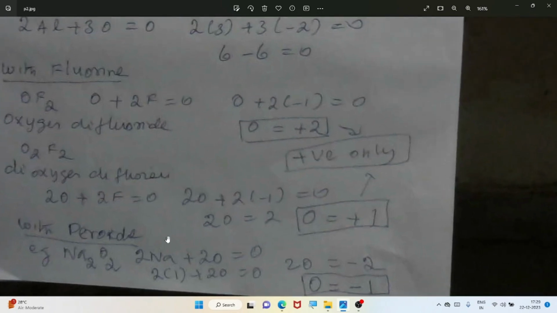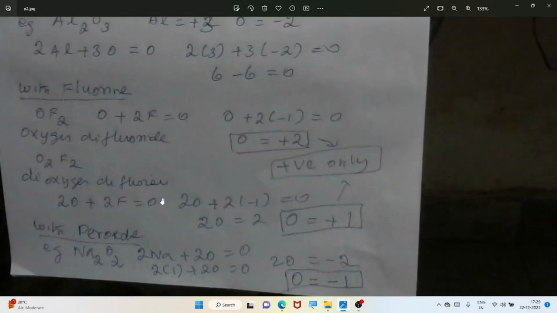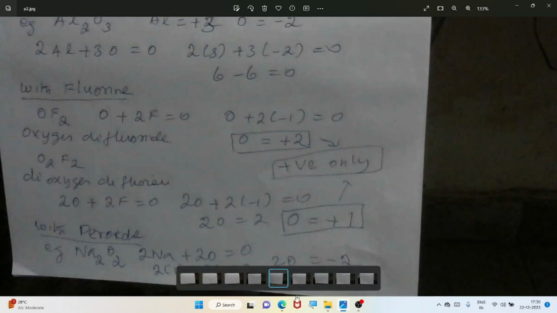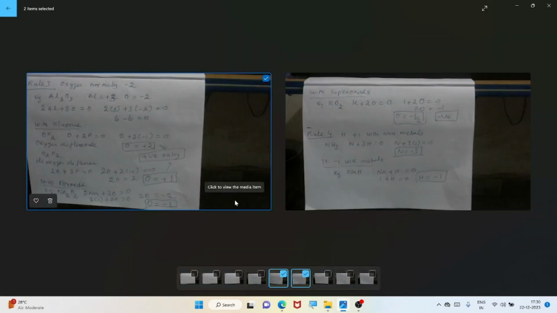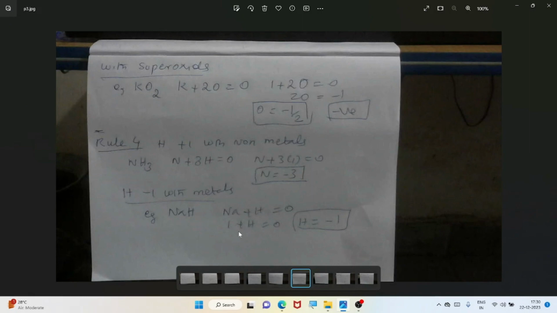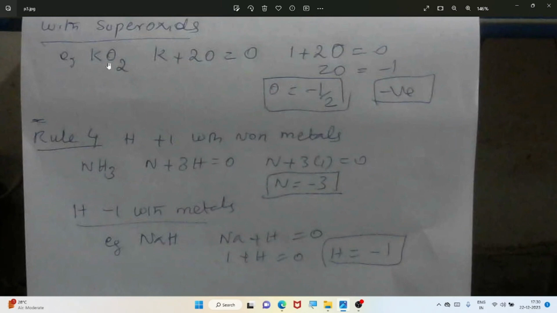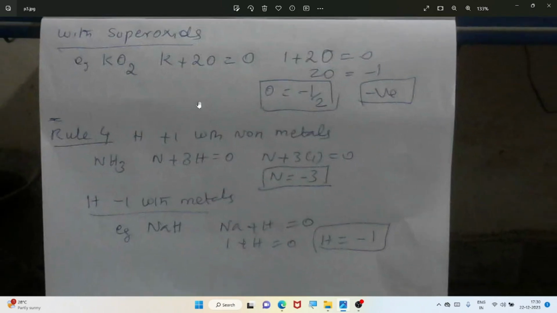With peroxide, Na2O2, here oxygen is -1. So see, with peroxide it is negative, with fluorine it is positive. With superoxides, for example KO2, K is a group 1 element, an alkali metal, so it is +1. So here the oxygen is -1/2. These are the rules for oxygen.